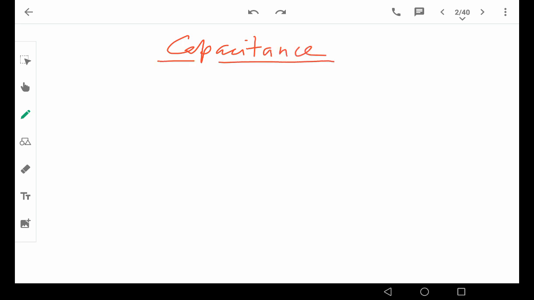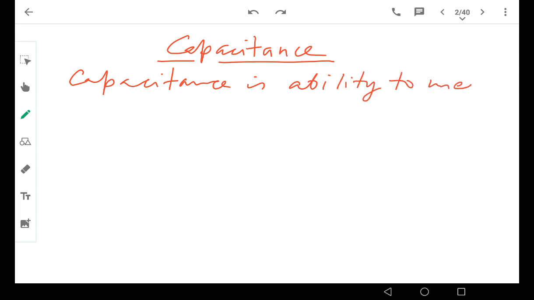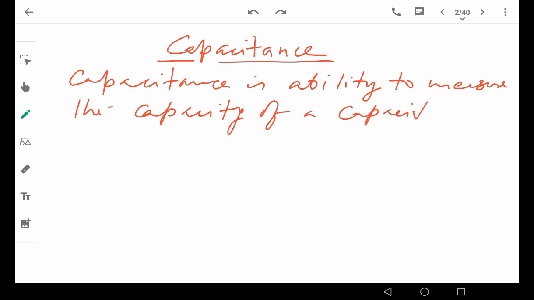Capacitance is the ability to measure the capacity of a capacitor. Means how much energy is stored in a capacitor, that measures its capacitance.